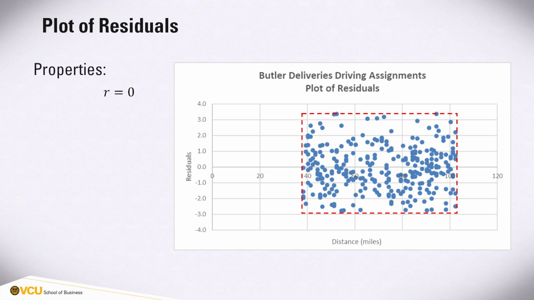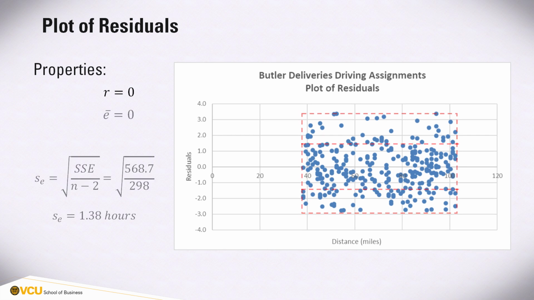In fact, if you calculate the correlation coefficient between the distance of a driving assignment column and the residual column, you will get 0, or no correlation at all. If you don't, it means you may have done something wrong and you should check your calculations. The residuals also have a mean of 0 and a standard error given by the square root of the ratio of the sum of squares of the residuals, SSE, divided by the degrees of freedom, which is n minus 2.